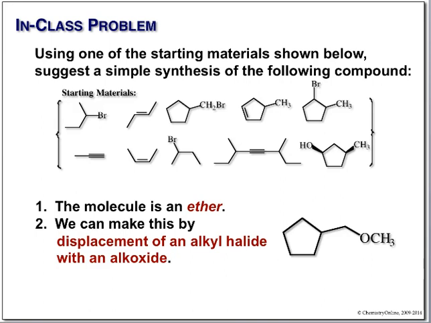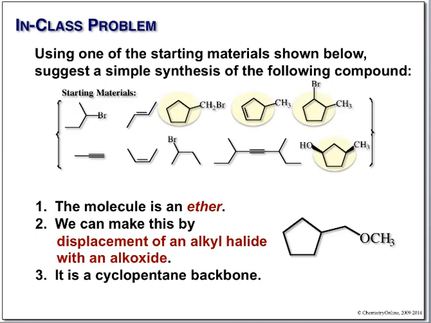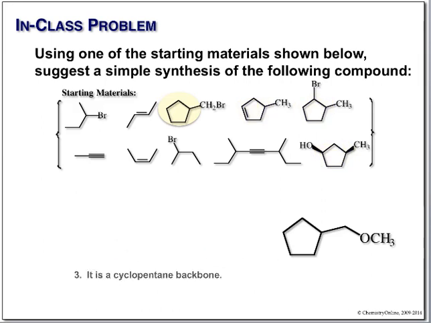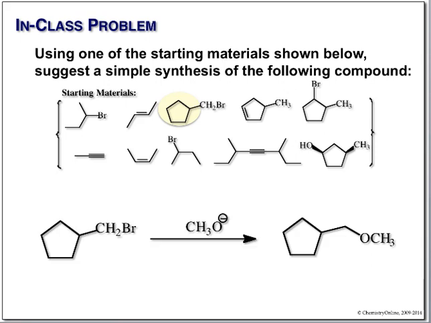We have a cyclopentane backbone. So again, let's look at our cyclopentane list. We need something with either an OH here, we don't have it, or a leaving group here. And we do right there. Now, how do you make this into an ether? All you have to do is take this and react it with an alkoxide. The alkoxide is simply a methyl group and an oxygen, and that's all you'd have to show.